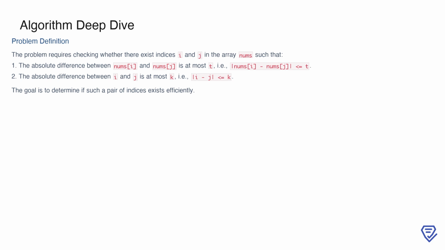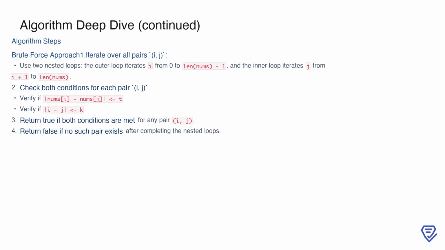The challenge is to check for such a pair of indices efficiently, especially given the potential size of the array and the constraints of the problem. One way to solve this problem is using a brute force approach. Here's how it works. First, we iterate over all possible pairs of indices, i and j, in the array. This is done using two nested loops.